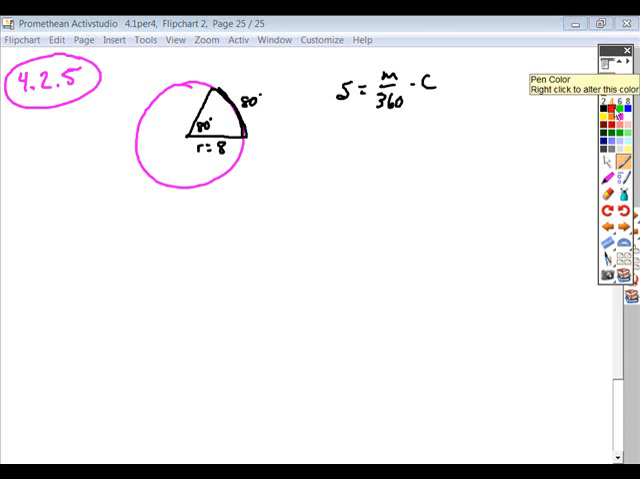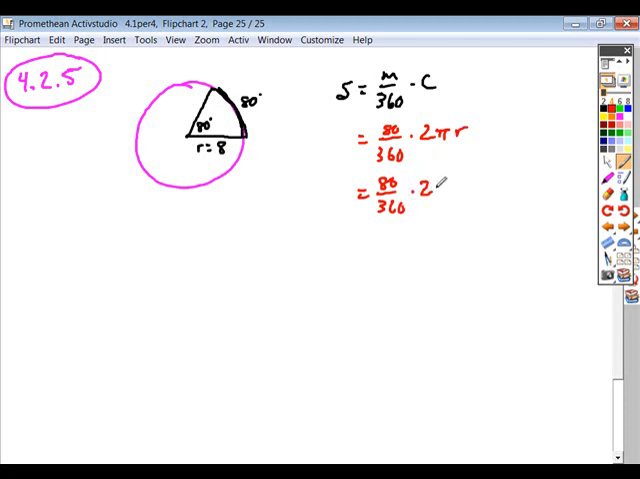Well, again, this is just the basic form. We can plug in an equation for C. We know our m value. Our arc measure is 80 over 360. Our C value, since we're dealing with a radius, we can call it 2 pi r. And so we can replace this r with the value of 8.